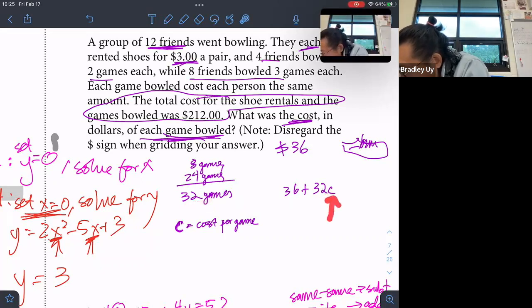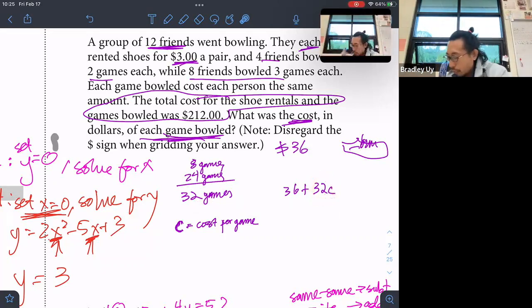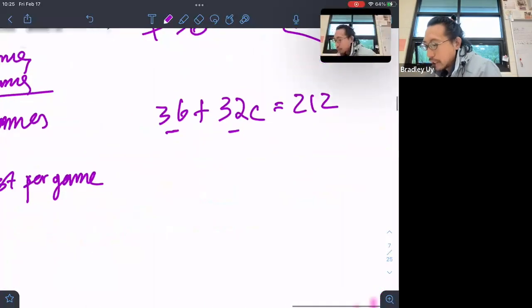If the cost was $2, I would have paid $64 because I played 32 games. That's how this equation is working so far. I haven't written the equation yet, but I will. This is the cost for shoes, this is the cost for games, and if we add those up, this is a total of $212. And this is the equation we need to solve.